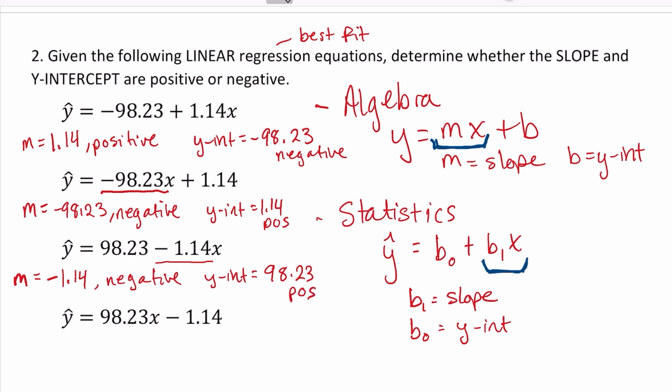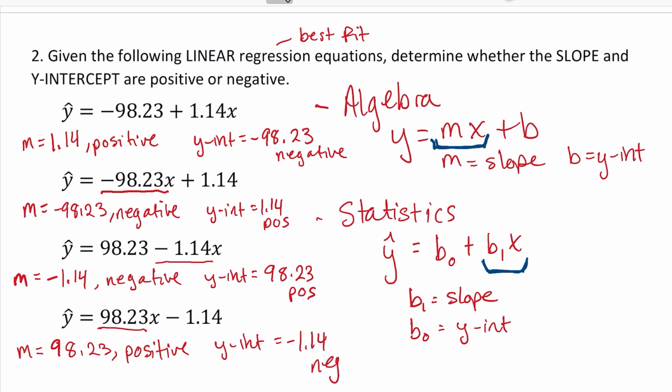Good. And then the last one, you probably got the hang of this by now. With my x, I have 98.23, so that would be a positive slope, a positive correlation. And the y-intercept would be negative 1.14.